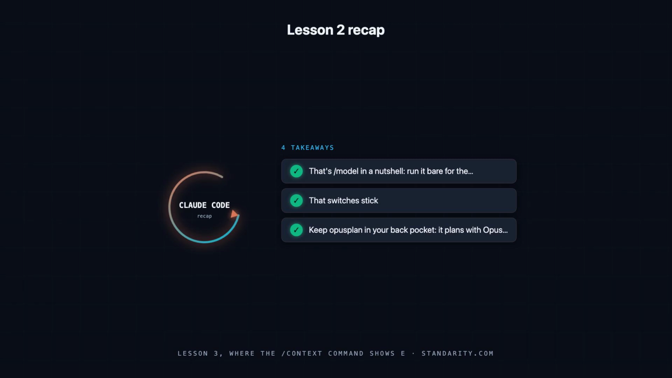Keep Opus Plan in your back pocket. It plans with Opus and executes with Sonnet, while /fast gives the same Opus model with quicker output.